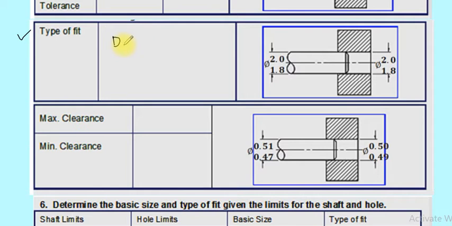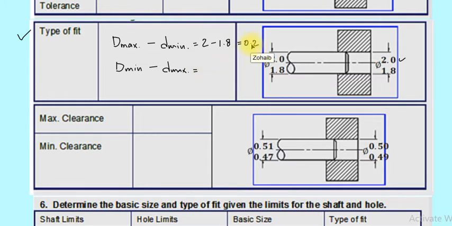One was the difference between the maximum hole size and the minimum shaft size or the pin size, and the difference between the minimum hole size and the maximum shaft size. This gives you an idea of the type of fit. So for example, if I calculate the first quantity, the maximum hole diameter is 2 and the minimum shaft diameter is 1.8. So the answer will be 0.2 in this case.